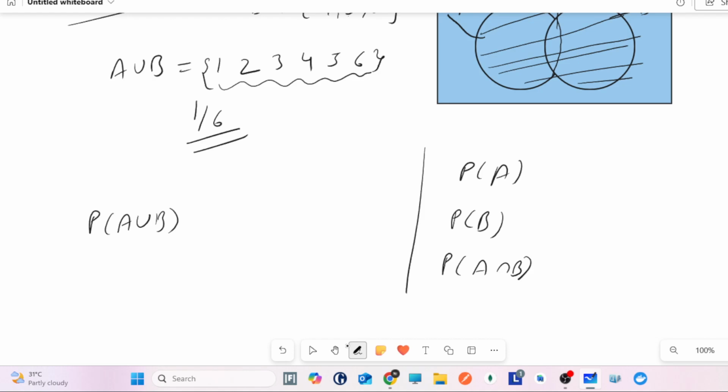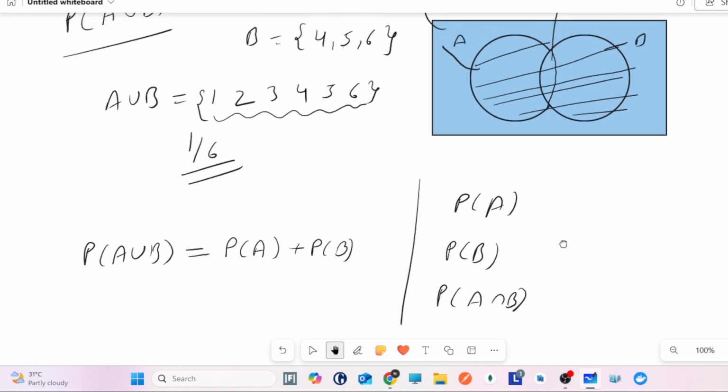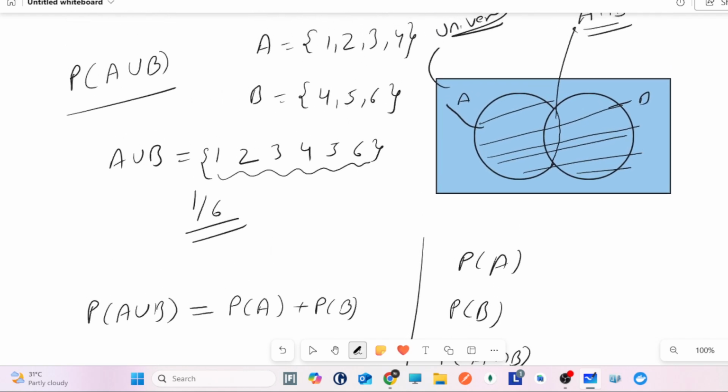So now what is union? The combination of all the terms, all the unique terms. So if I say that probability of A union B is nothing but probability of A plus probability of B. Okay, so let's visualize this on the Venn diagram, so that it will be crystal clear to you. Okay, so see this Venn diagram very carefully.